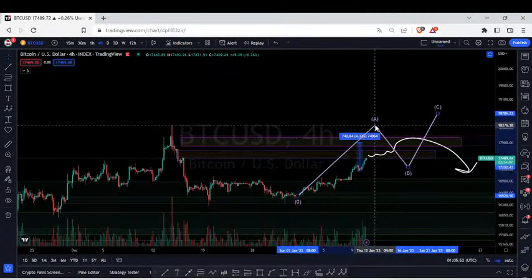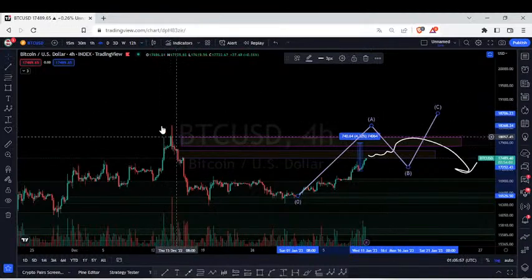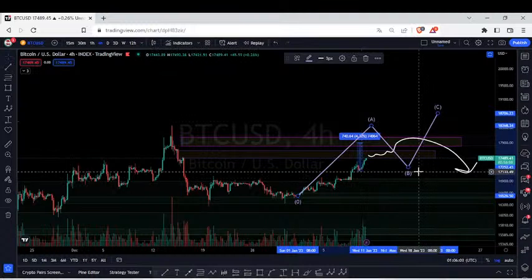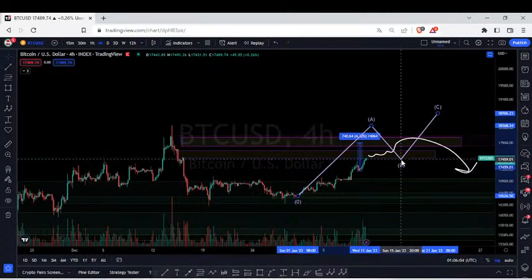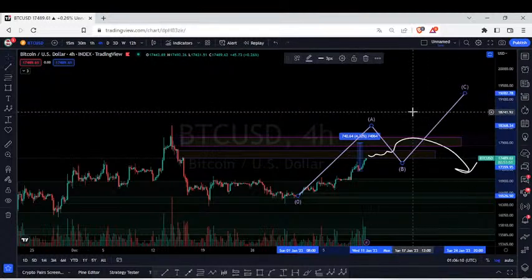And this is what usually happens, you know, it kind of pushes high to break the previous major high of the range, and then screw you, pushes it back down, liquidates all the late longs, and then it's going to build a position to go for wave C. So that is going to be my take, of course, for Bitcoin.